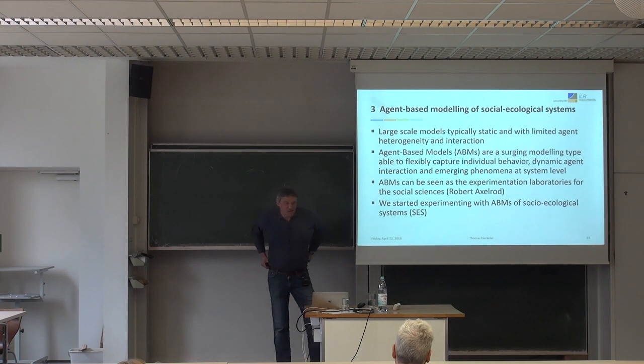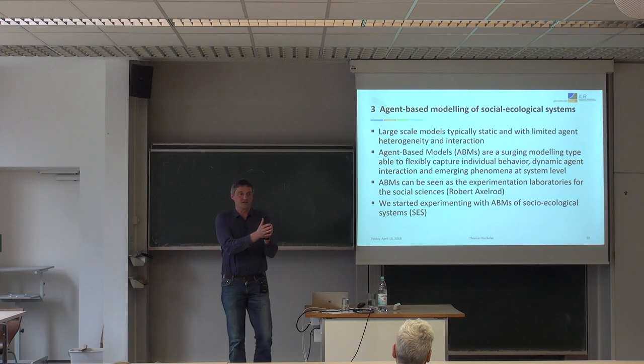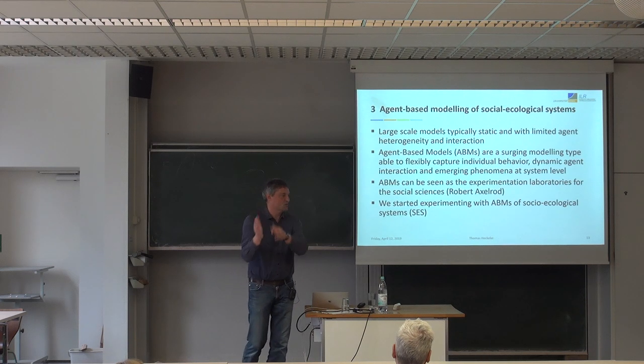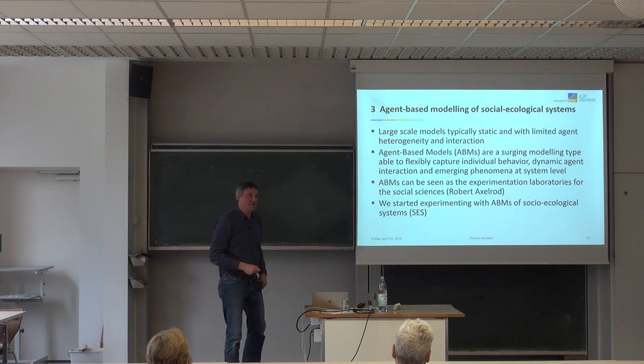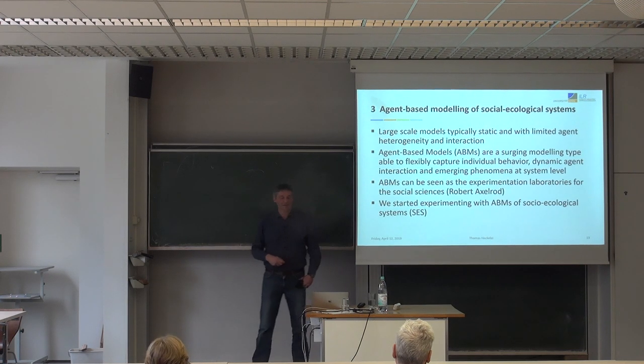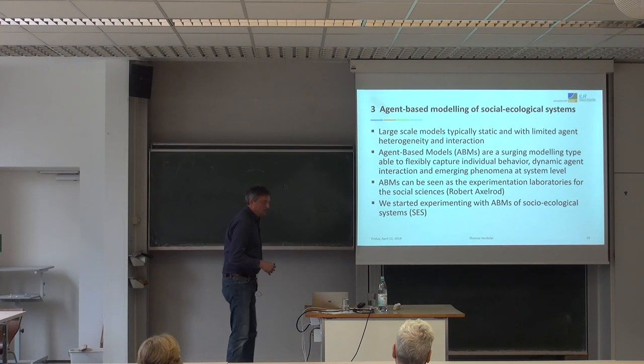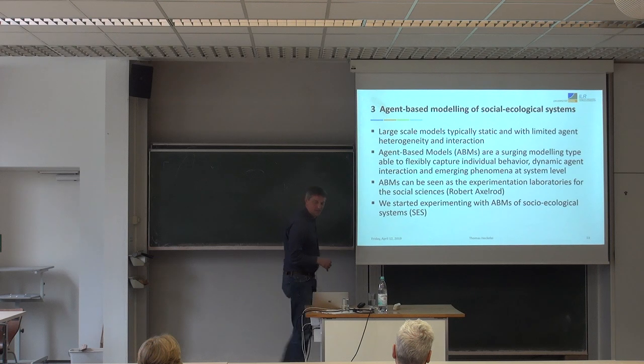These large-scale models that I just talked about are so-called equilibrium models. They look at the transition from one equilibrium to another. They don't look at dynamics. They are typically rather aggregated, have little heterogeneity in there, and they are static. Okay. So agent-based models are an alternative.